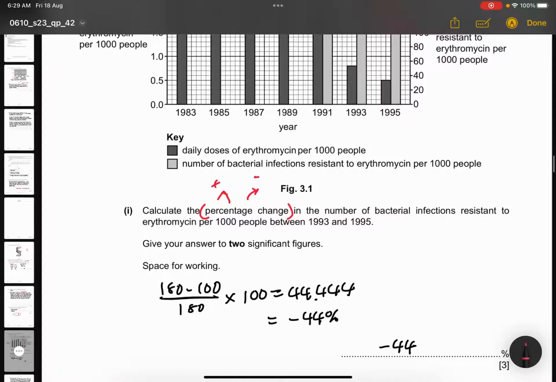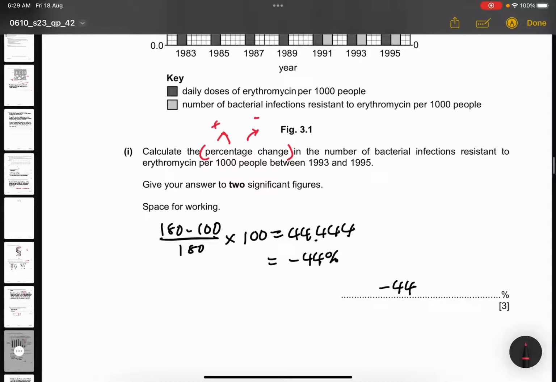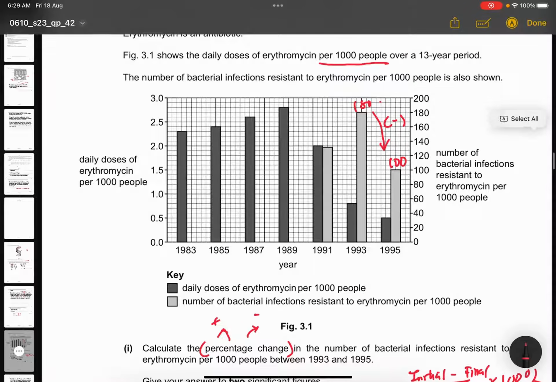So the formula for this is initial minus final over initial times 100%. So 180 minus 100 will be 80, over 180 times 100 equals 44.4444, and using two significant figures, which is just minus 44%. So the drop from here is a total of minus 44%.